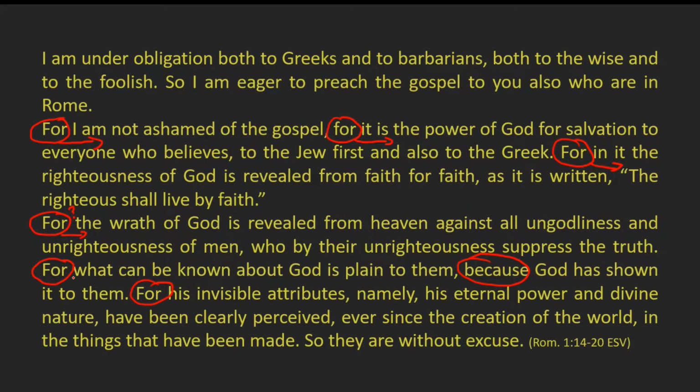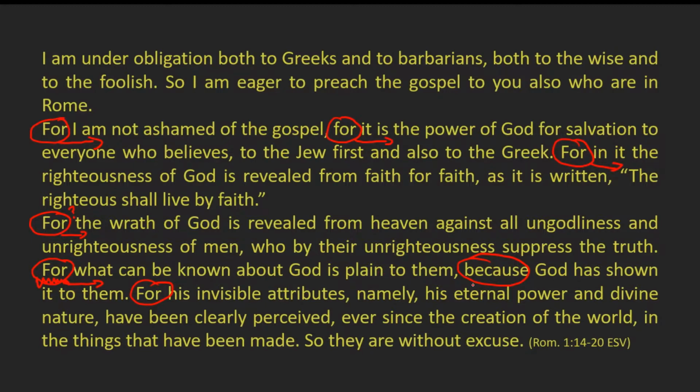The next three occurrences of for are unproblematic again. Why is the wrath of God revealed? Or perhaps, how do we know people deliberately suppress the truth? The reason, I paraphrase, people should and could have known better. What can be known about God is plain. Now, strictly speaking, here the Greek text uses a different conjunction, not gar, but one with a similar meaning, and therefore I've left it in.